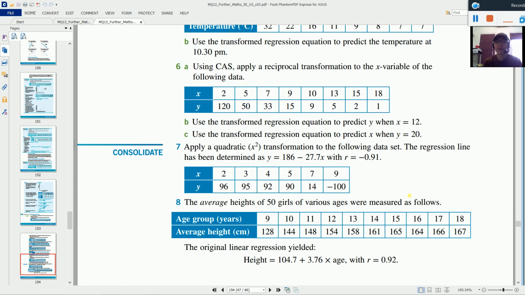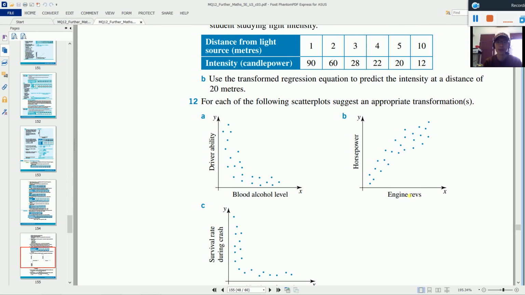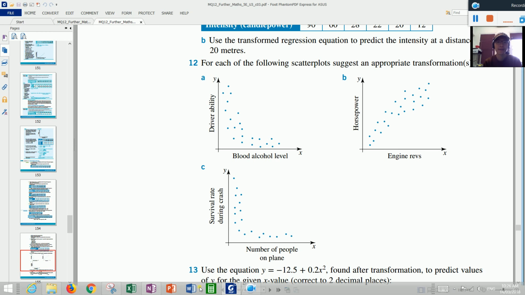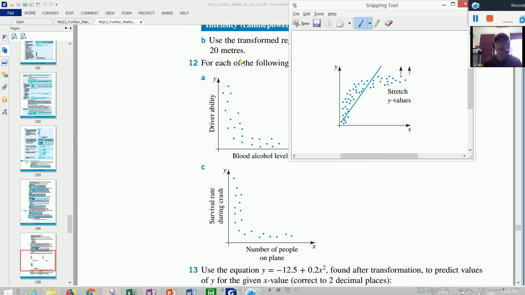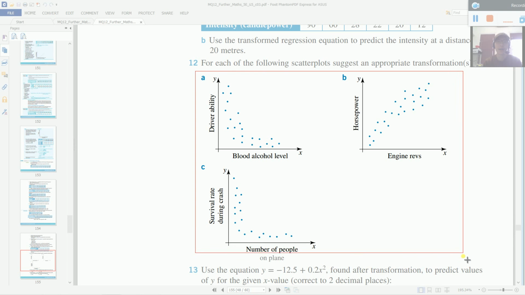So I'd like you to give it a go on question 12 here. Question 12: for each of the following scatter plots, suggest what transformation we can do to make it work. So let's copy this graph. Question 12.